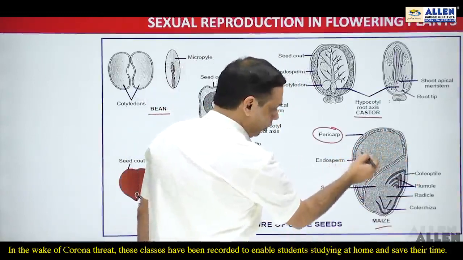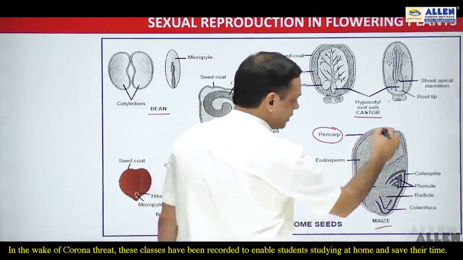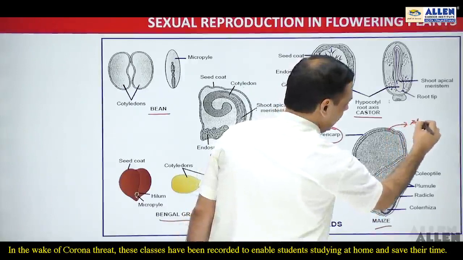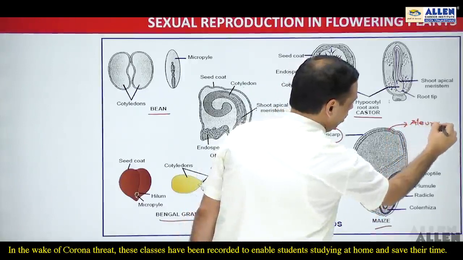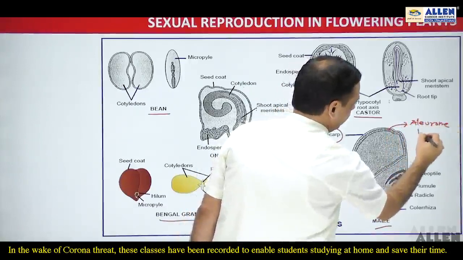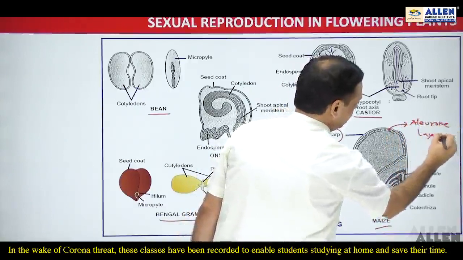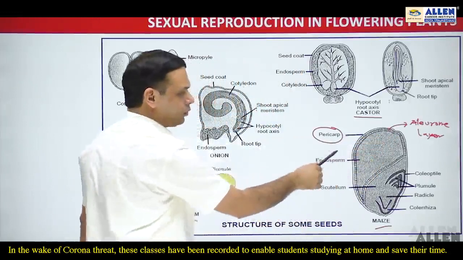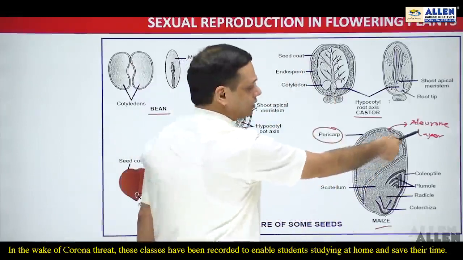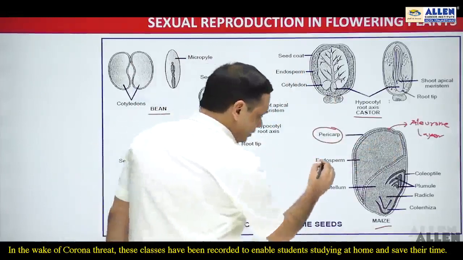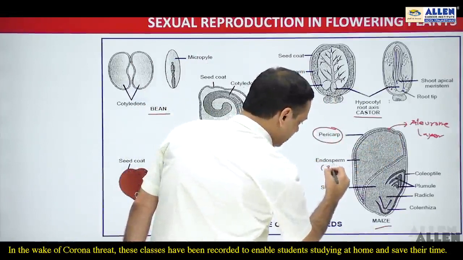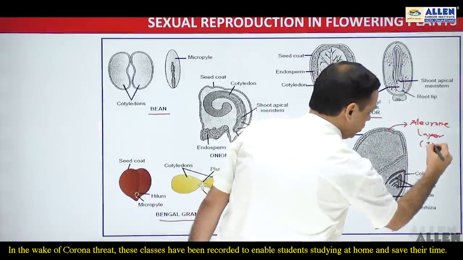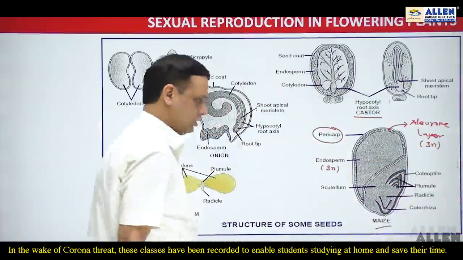This whole endosperm is surrounded by a proteinaceous covering which is known as the aleurone layer. Important point: the endosperm is completely surrounded by a proteinaceous layer known as the aleurone layer. Since the endosperm is triploid in nature, this aleurone layer is also triploid in nature.